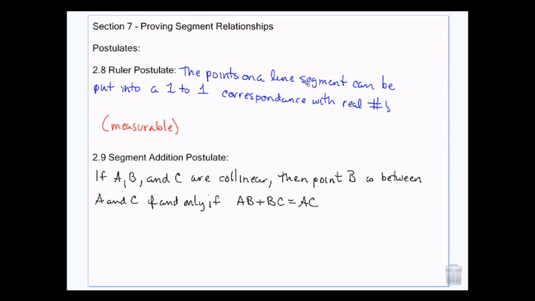is that the points on a line segment can be put into a one-to-one correspondence with real numbers. Essentially, you can take a line segment and put the points in a correspondence to a ruler and measure it. So line segments are measurable.